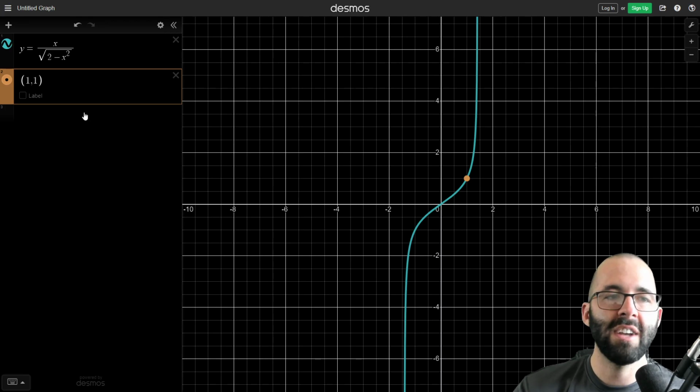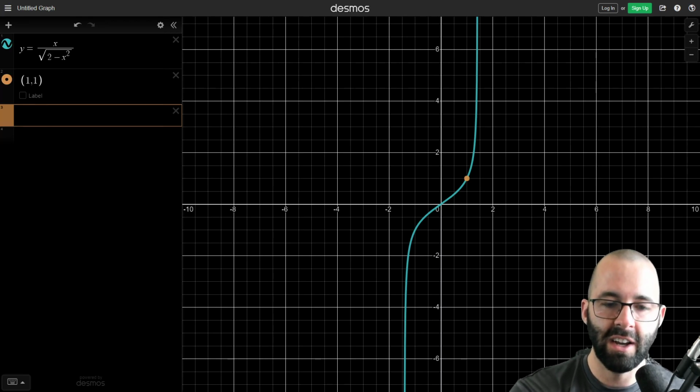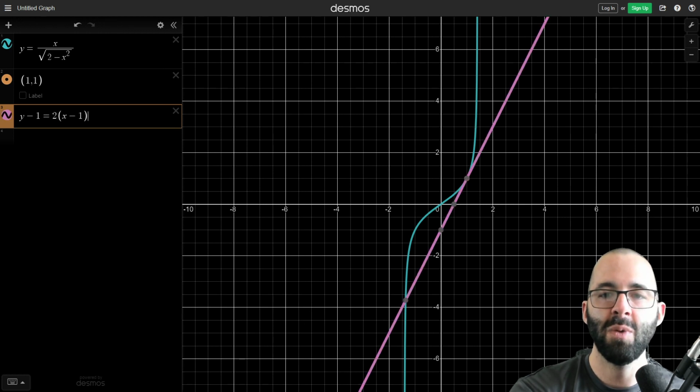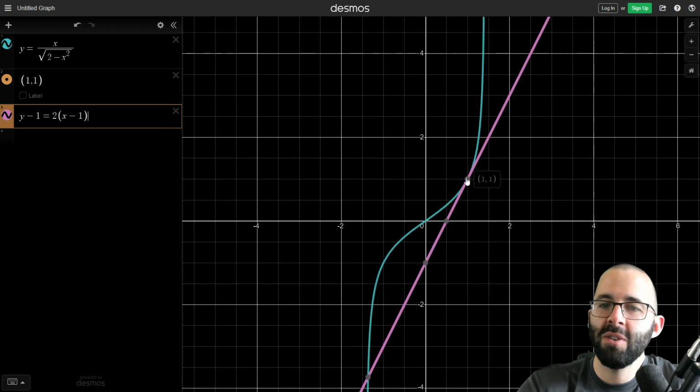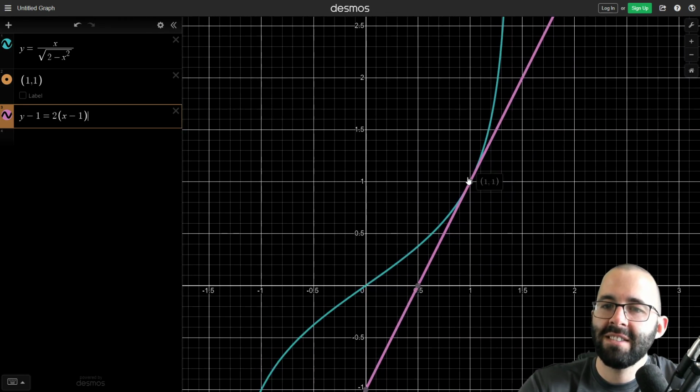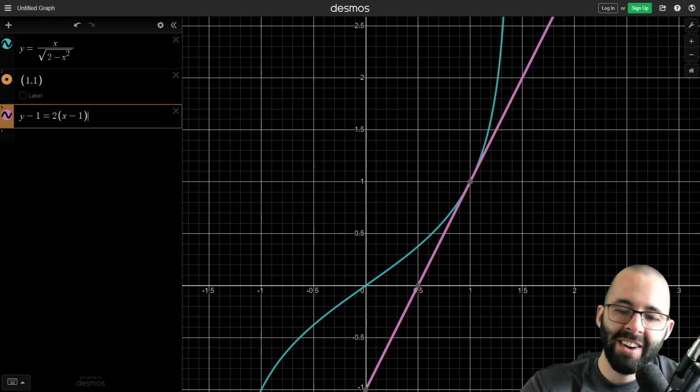So hopefully we have a tangent line at this point. Let's check it out. Y minus 1 equals 2 times x minus 1. Oh, would you look at that? Isn't that beautiful? We got a nice tangent line right there. Oh, that's the right answer. That feels good. All right. So we check our answer and we know that we're right.